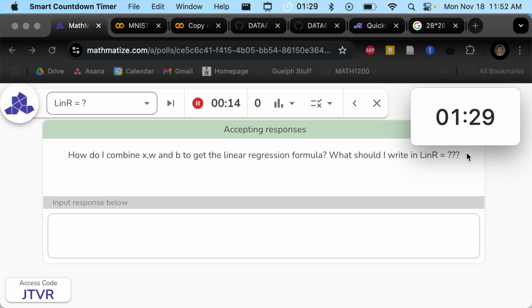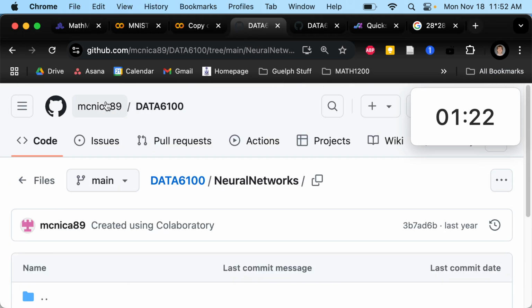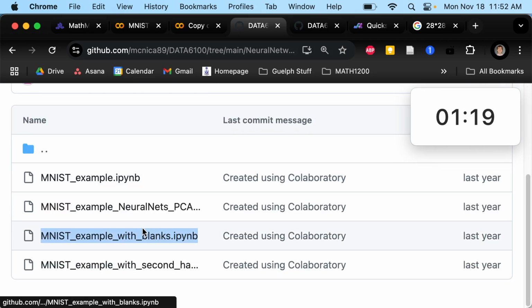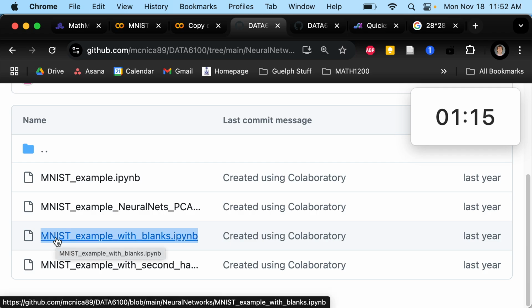Okay. So what was that? Where can I find this now? Where can you find it? Yes. So if you go to the course GitHub, which is now mcnika89/data6100, and you go to neural networks, and you go to MNIST example with blanks, then it will take you there. Did you find it? Okay, great.